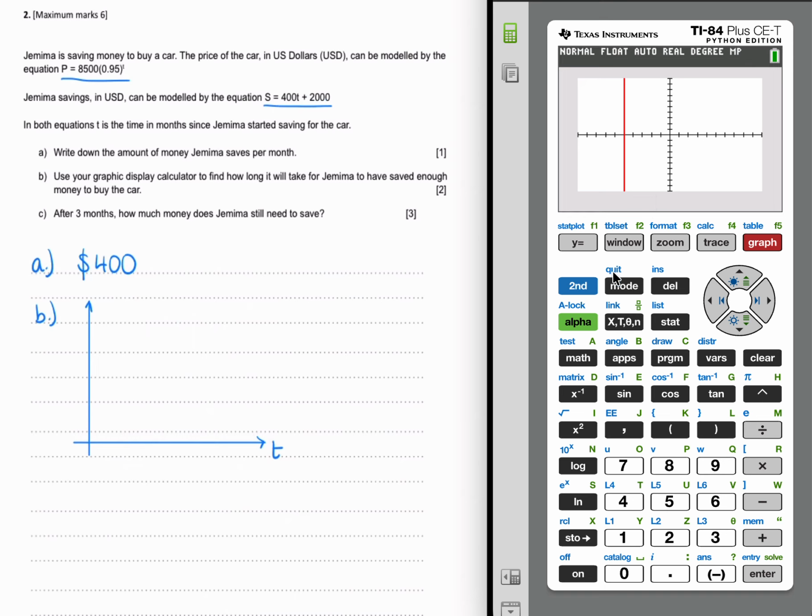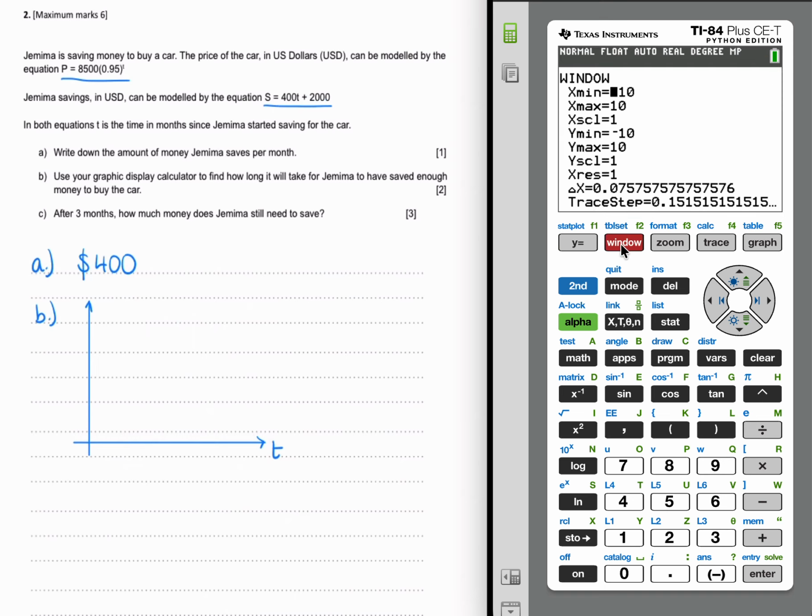So we're just going to go to window. Let's change this to maybe 20 months and see what's happening. We also don't really need a negative there. I'm just going to change that to -2 because that would be negative time, which doesn't make sense. The same with the money. We're expecting that this car is probably going to be quite expensive. We can see here 8,500 seems to be a good number for a starting value. This is where it crosses the y-intercept. So let's maybe select 9,000.